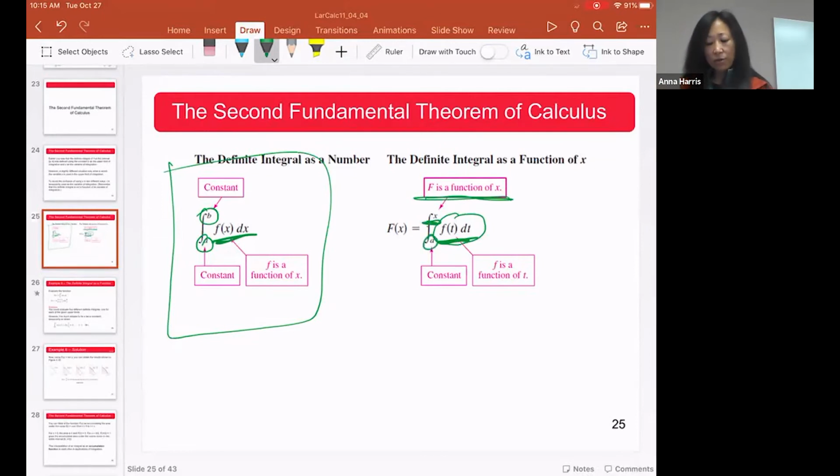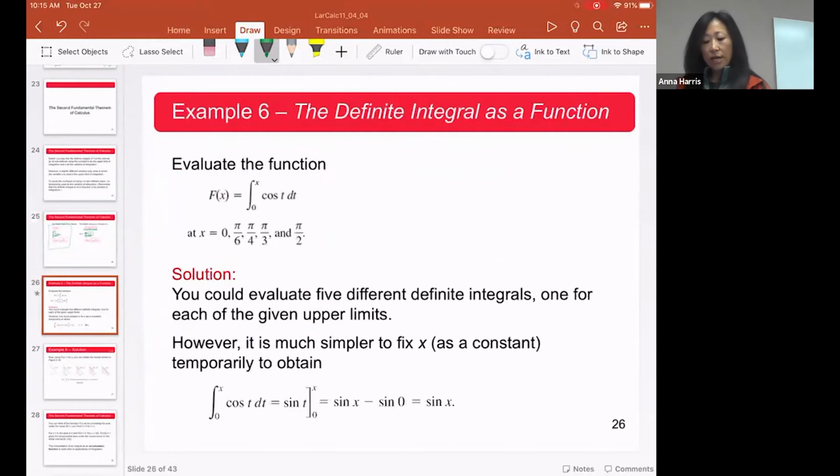So let me tell you why this second fundamental theorem of calculus is important. Say I want to evaluate with the upper limit as 0, pi over 6, pi over 4, pi over 3, and pi over 2. I want to try different upper limits as you see over here.